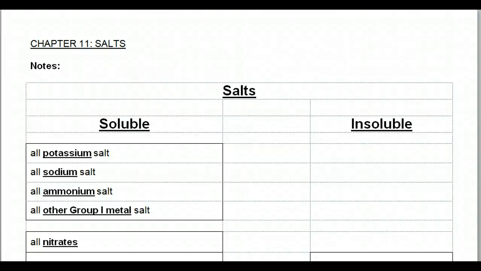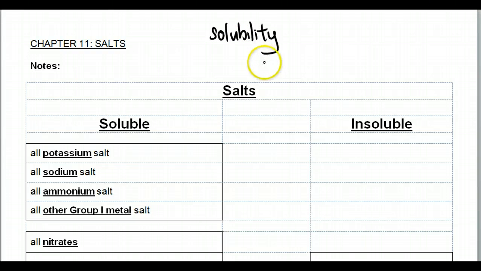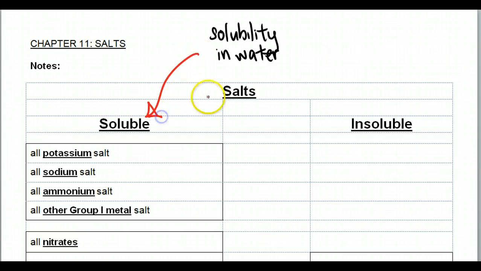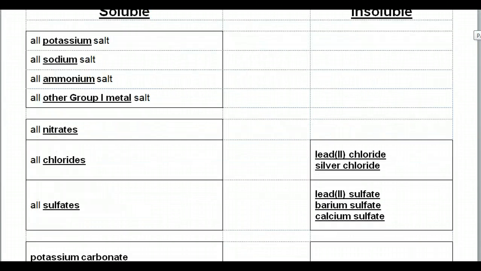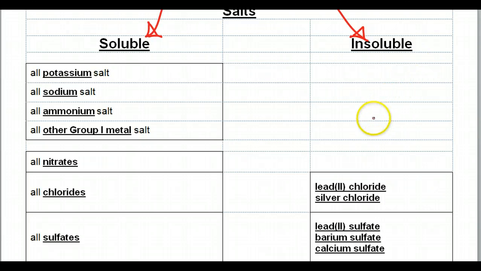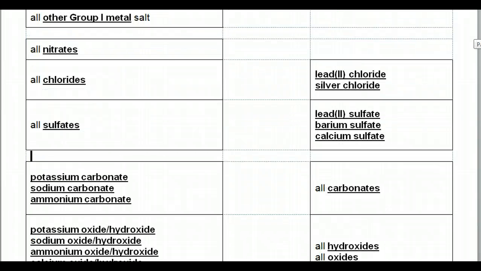Okay, first up, let us start with the solubility of salts as an introduction. Now, when we talk about solubility of salts, we're talking about whether it's able to dissolve in water. There are only two cases here: whether it is soluble in water or insoluble in water. So what are some examples of salts which are soluble in water? On the left-hand side here, all the things on the left are your soluble salts. Those on the right are your insoluble salts.